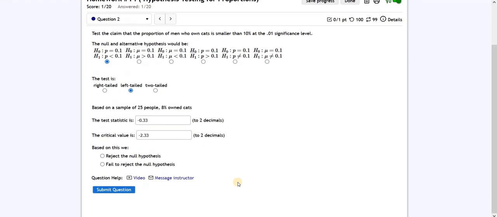Now, the decision here is going to depend on the type of test. I see this is a left tail test, and the test statistic is greater than the critical value, which means it's outside of the critical region. That means we're going to fail to reject the null hypothesis.